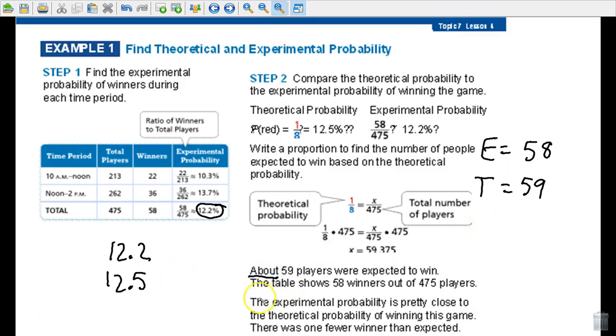The table shows 58 winners out of 475 players. The experimental was 58. That's how many actually won. The theoretical was 59. That's how many we thought. So the experimental probability is pretty close to the theoretical probability of winning this game. There was only one fewer winner than expected. We expected 59. There were only 58. Pretty darn close. Am I right? I'm right. Okay, let's move on.